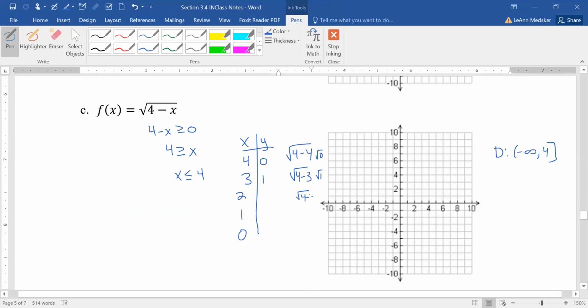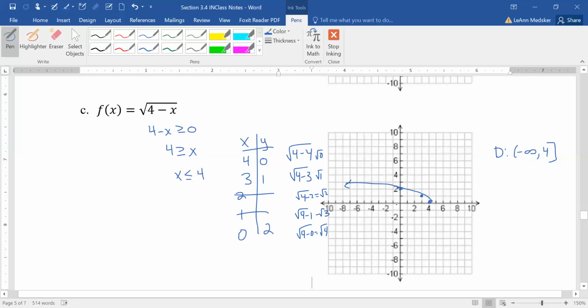I'm not going to do 4 minus 2 because that's square root of 2. That's a decimal. 4 minus 1 is square root of 3. That's also a decimal. I'm holding out for perfect squares. So square root of 4 is 2. So we have 4, 0, 3, 1, and 0, 2. So notice this looks like half of a parabola kind of on its side.